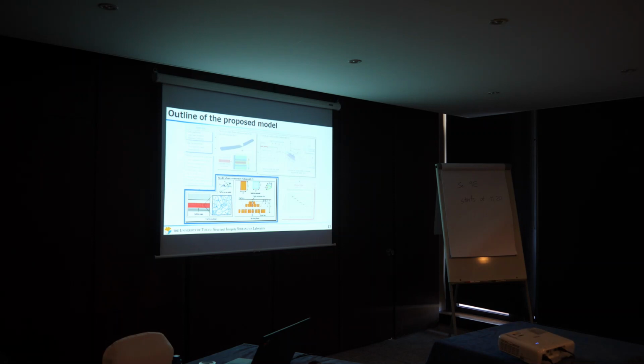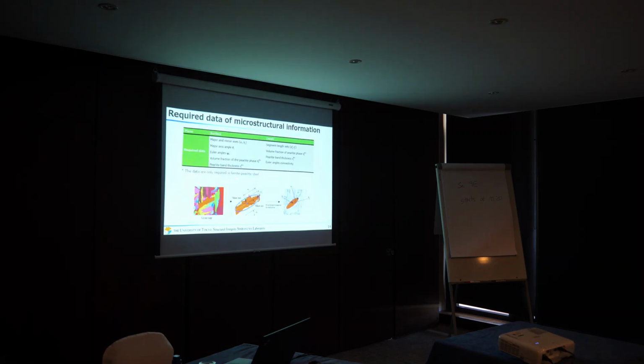And then the microstructure. Okay, the required data of the microstructure information I show here. We perform the EBSD analysis and we use the OIM software to fit the grain as an ellipse. So we can get the major and minor axis length and the major axis angle. And also from the EBSD results, we can get the orientation of each grain. And we measure the distance between the grain boundaries by using the segment length. And for ferrite and pearlite steel, the information of the volume fraction of the pearlite phase and the pearlite band thickness is also needed.